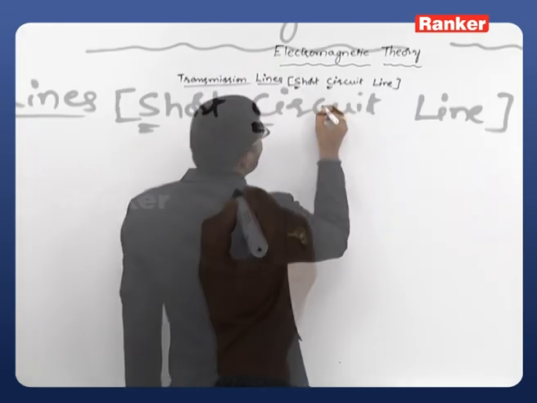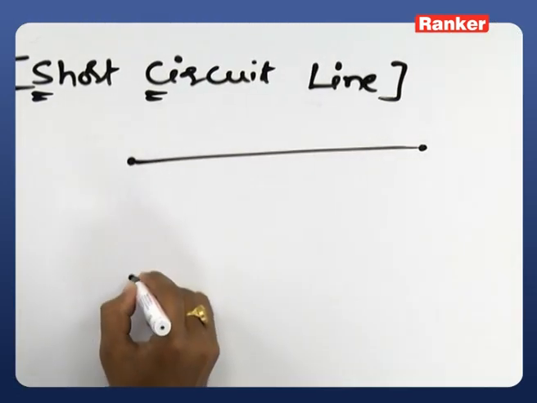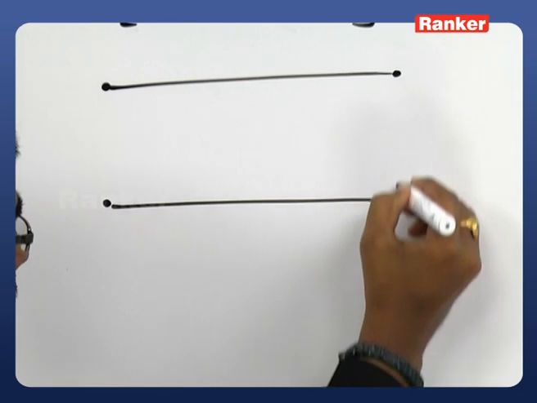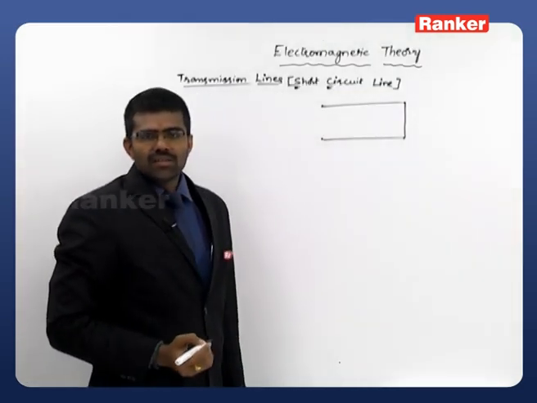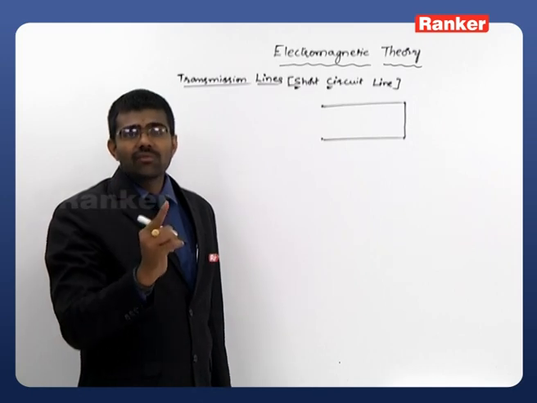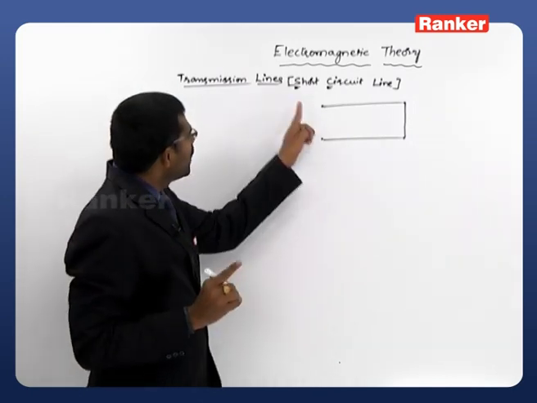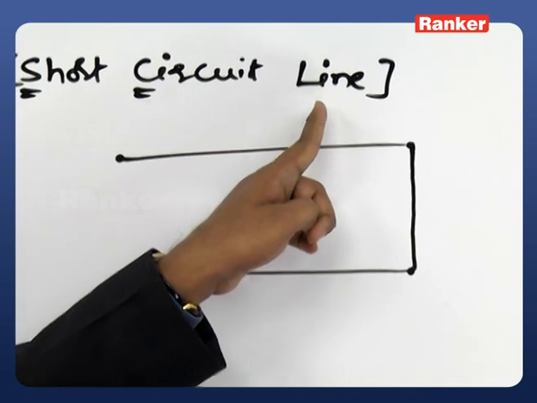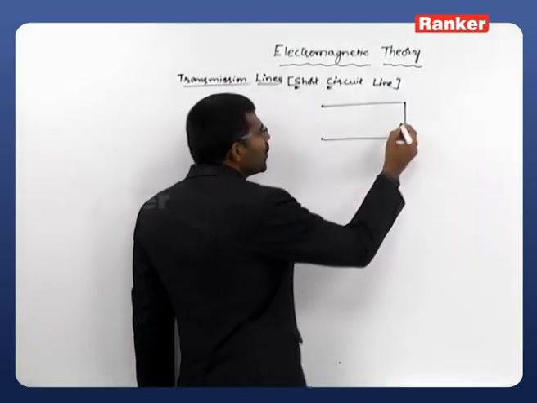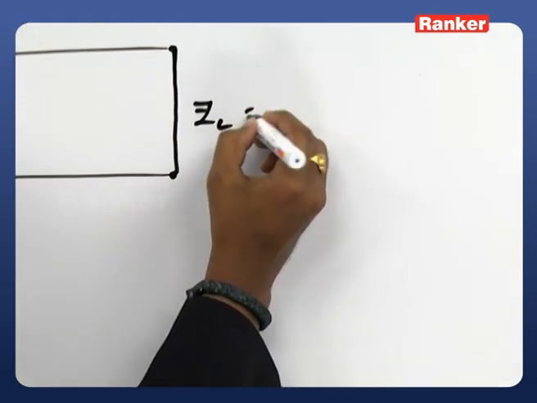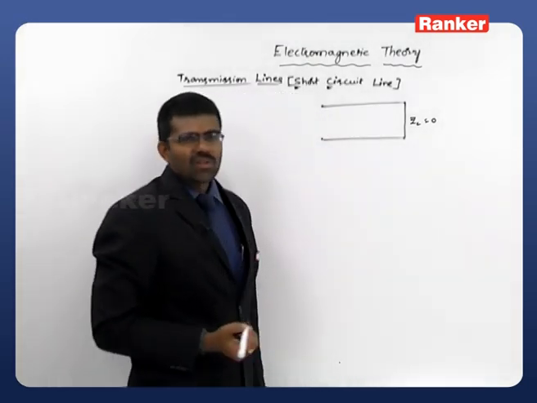We are considering a transmission line. Let us take this is the transmission line that we have, yet the load was completely shorted. That is, a transmission line whose load was shorted is said to be a short circuit line. So what is the impedance if we are shorting a line? The impedance is obviously 0. So instead of ZL, we are supposed to take 0.